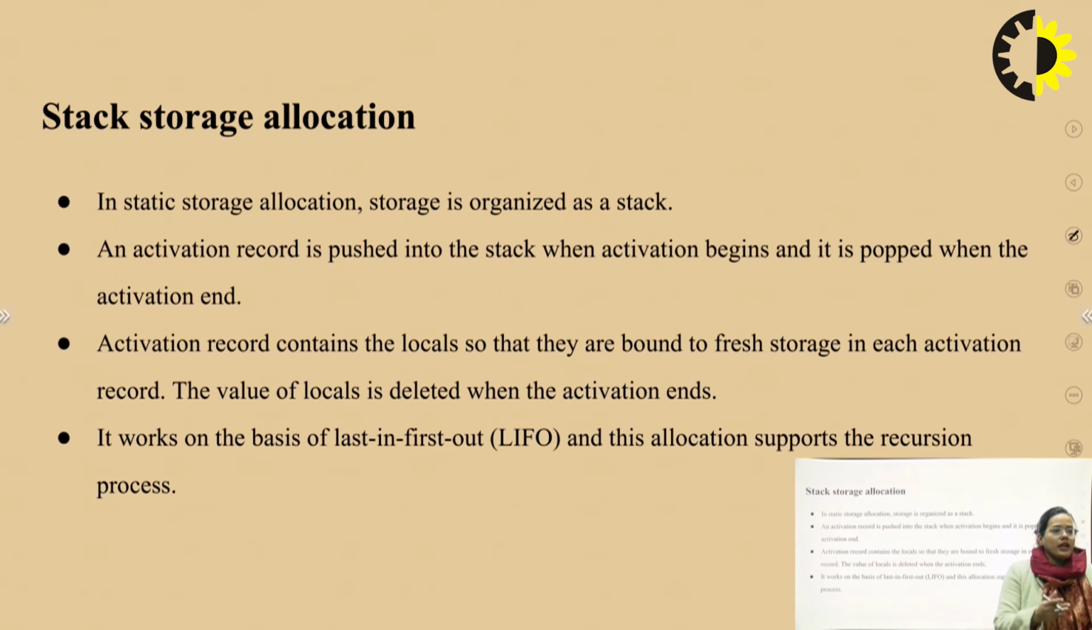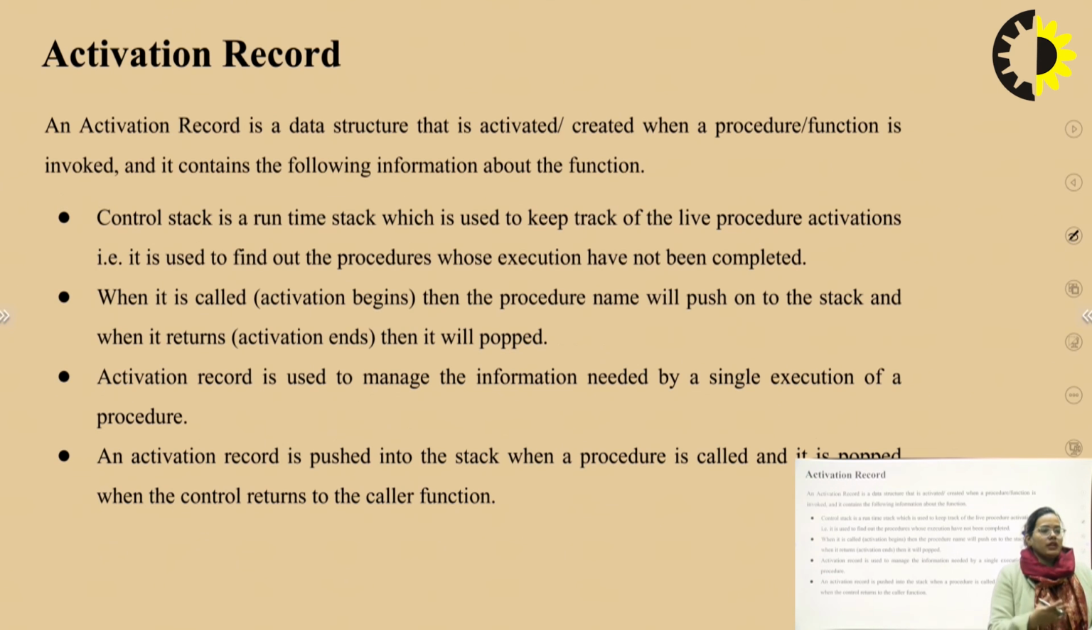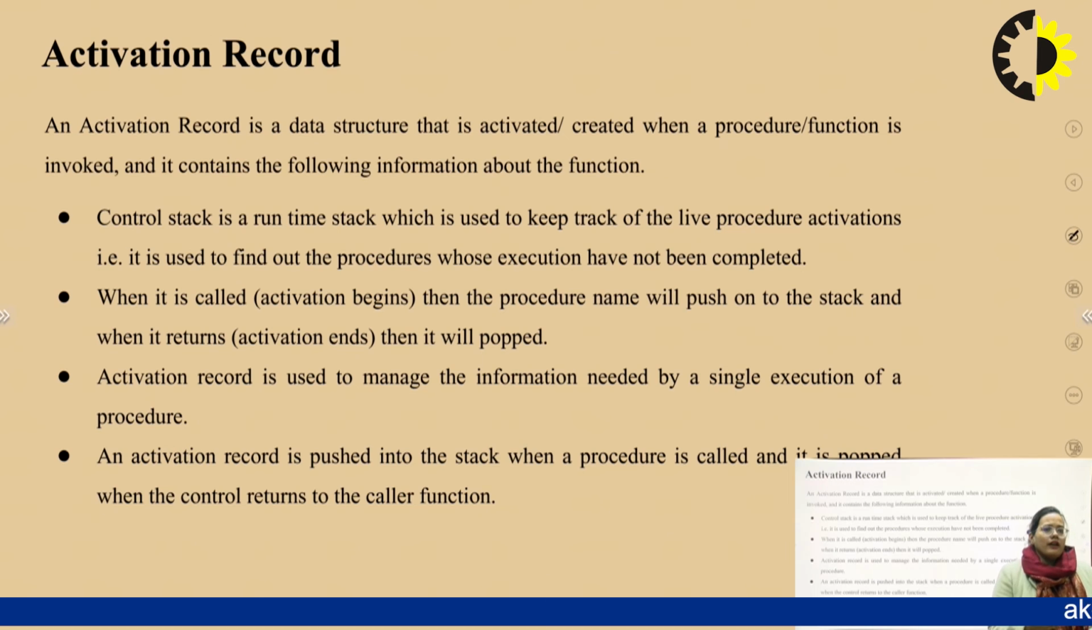So we have used the term activation record. What do you mean by activation record? First of all, we discuss activation record. Activation record is basically a data structure that is created when a procedure is invoked, and it contains the following information about the function. Control stack is a runtime stack which is used to keep track of the live procedure activations, that is used to find out the procedures whose execution have not completed.